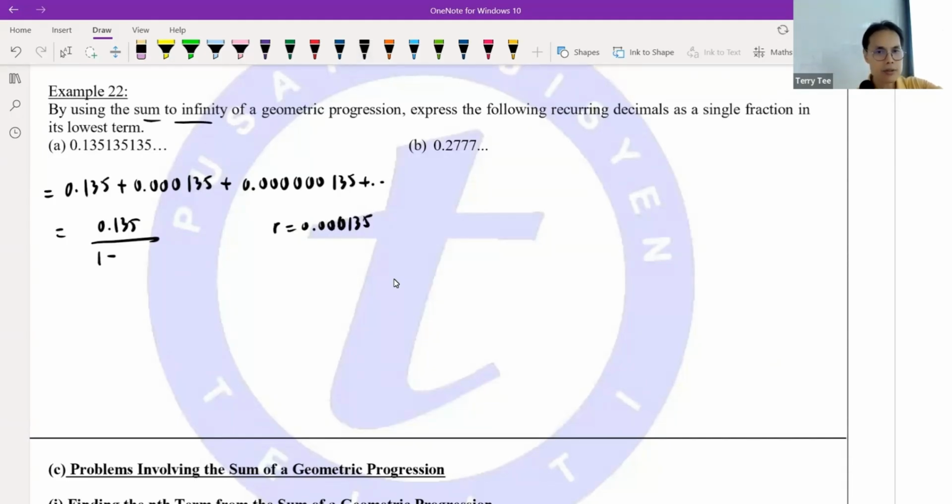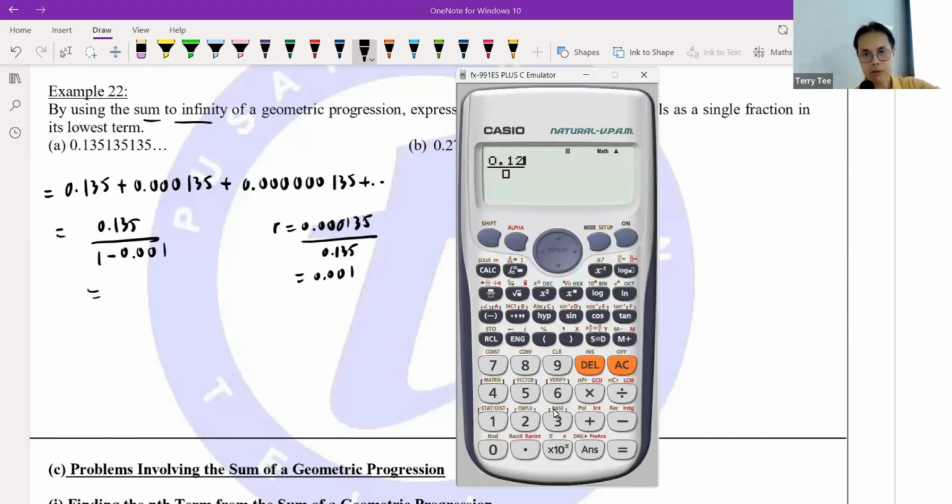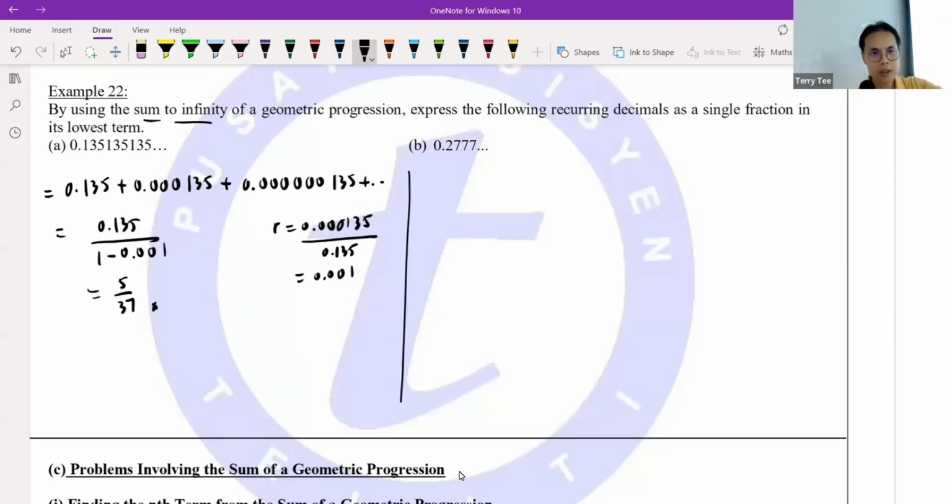This is 0, sorry, this is 0.000135, divided by your T1, 0.135, you get 0.001, right? 0.001. So actually, you can use your calculator directly and do it. Take 0.135 divided by 0.999, 5/37. Okay, for part B, I'm going to split this into 0.2 plus 0.07 plus 0.007 plus 0.0007.